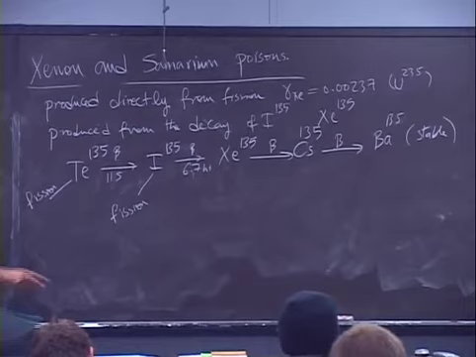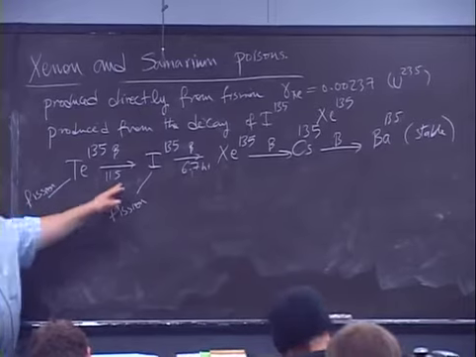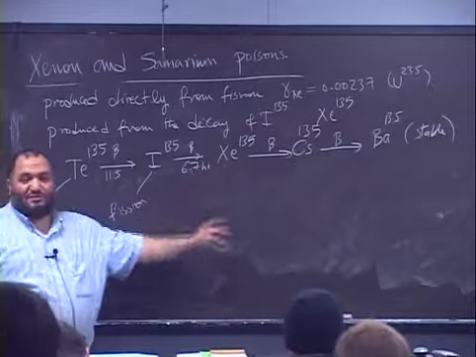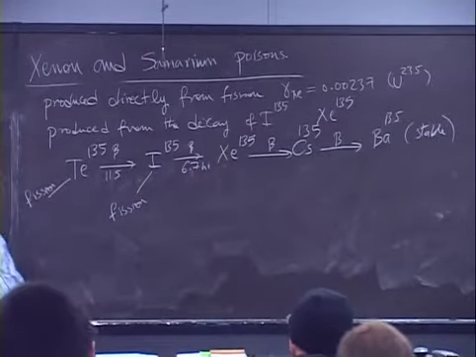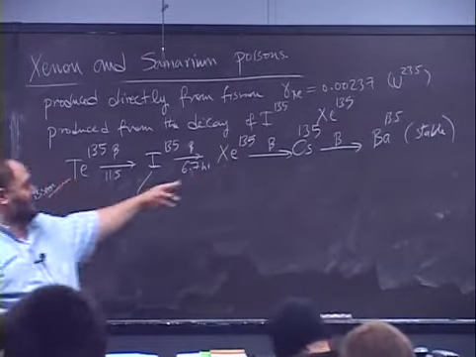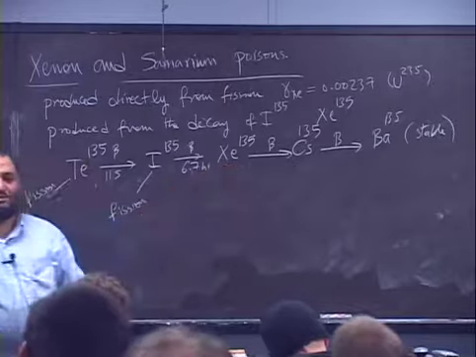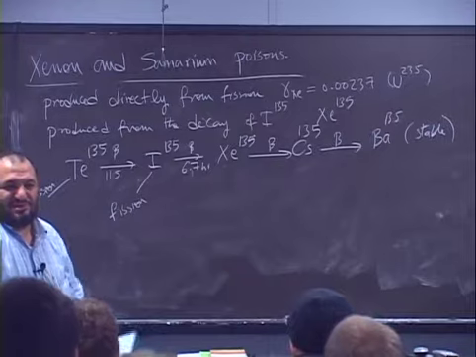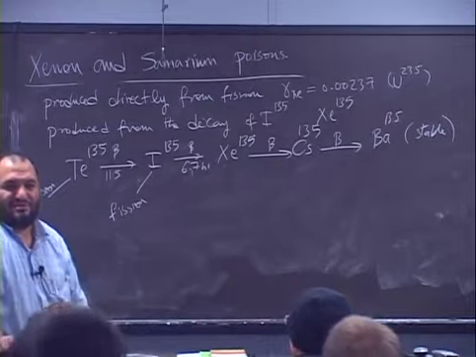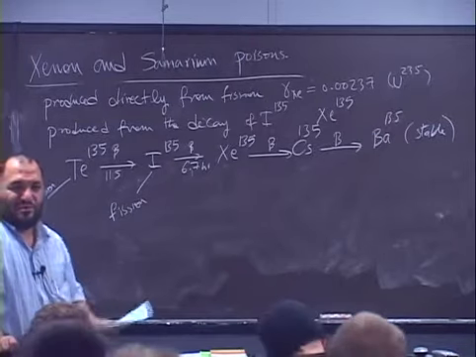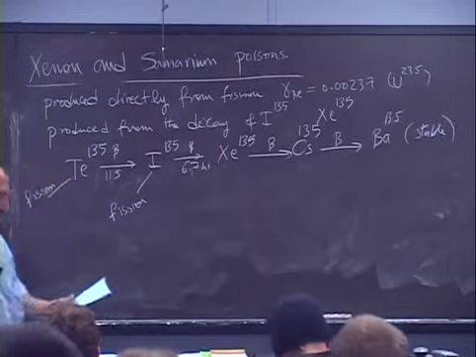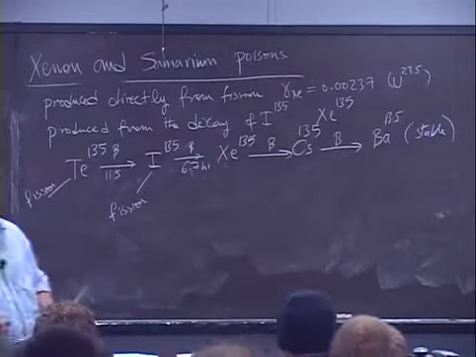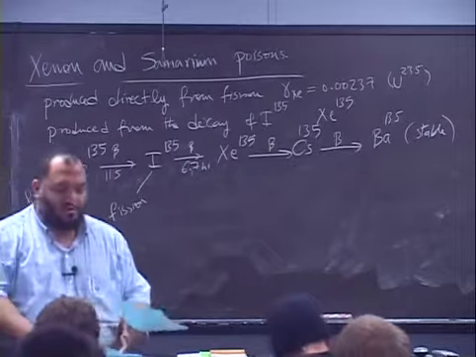So we will look here. This is just 11 seconds, and this is 6.7 hours. So you will assume that xenon mostly comes from what? From iodine. Why? Tellurium just stays there for 11 seconds, 20 seconds, 1 minute, and then all the tellurium will be gone. So now we want to write the equations for the xenon production.